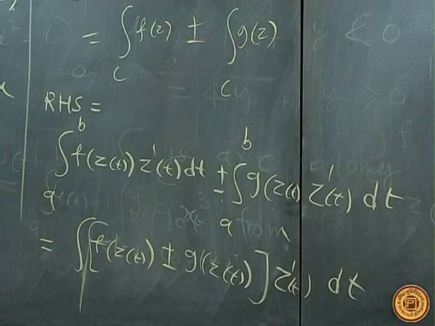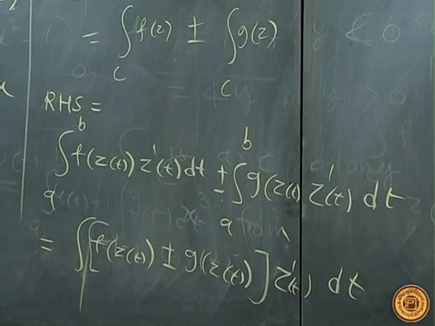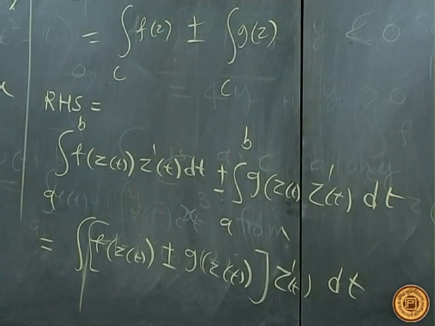Okay, statement number 4: the integral of f(z) over minus C is minus the integral of f(z) over C. The proof is written there in 4, so let me explain that.